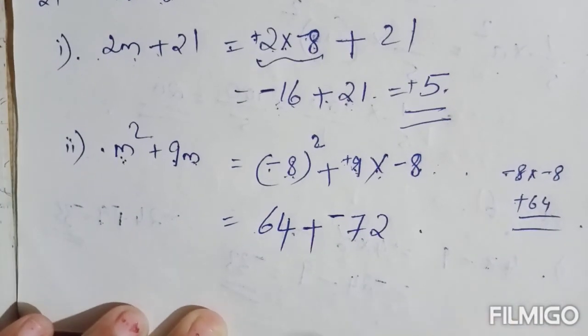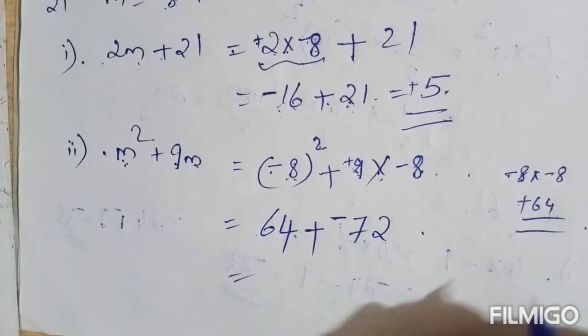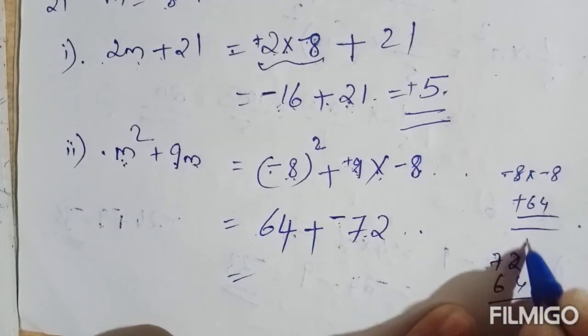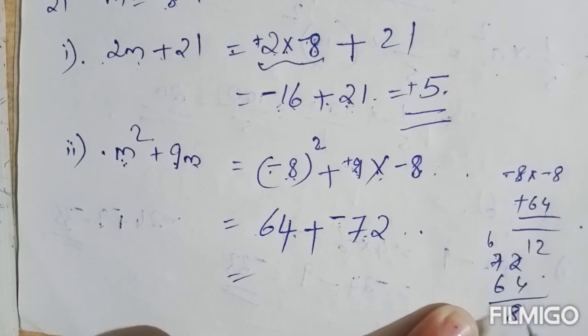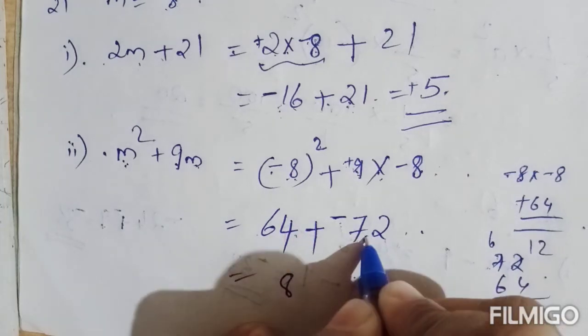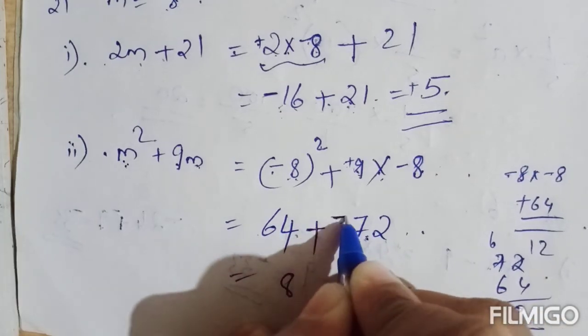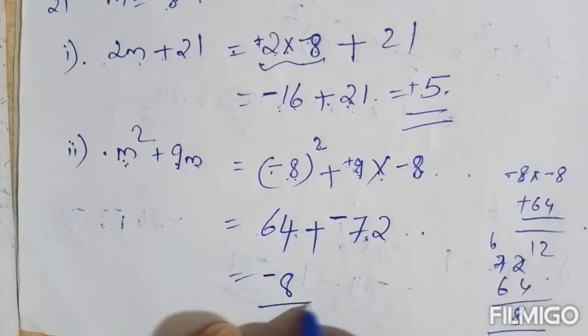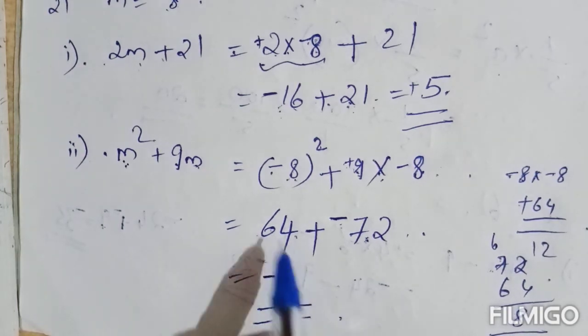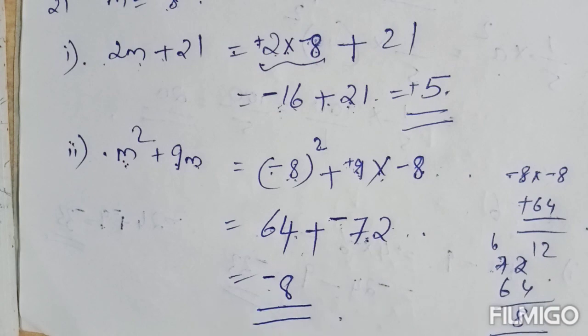64 plus minus 72. So first doing subtraction, 72 minus 64, you will get 8. Now greater number is 72. Its sign is negative. So put negative sign in the answer. So minus 8 will be the answer. 64 plus minus 72 is minus 8.